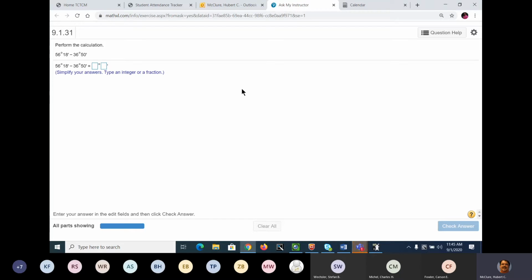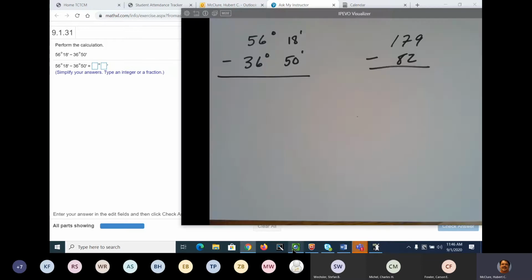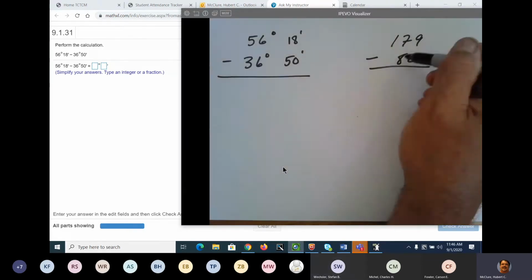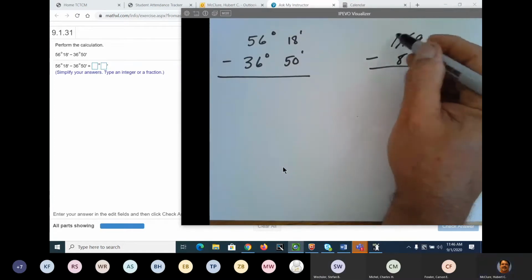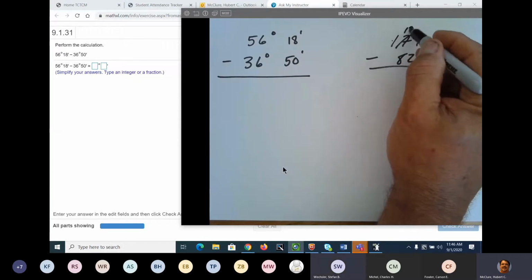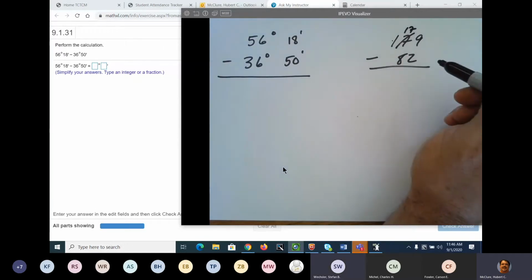179 minus, I can't think of one right now, minus 82. Okay, I can't take 8 away from 7. Sorry, I keep forgetting to bring this up. I can't take 8 away from 7. So back in those days, you were told to what? Borrow 1, and then make that a 17. Okay?